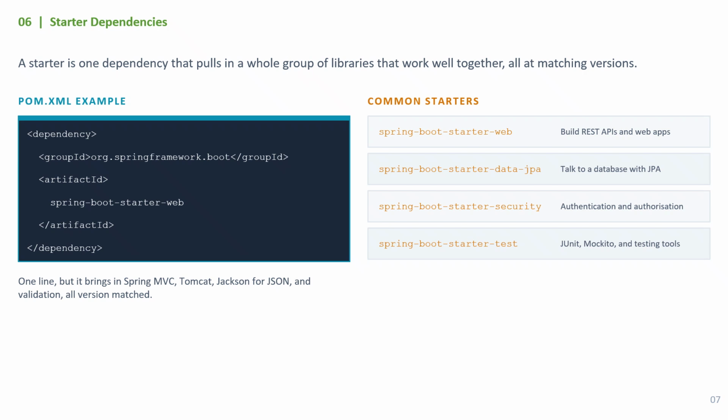On the right, you can see some of the most common starters you will use. Spring Boot Starter Web is for building REST APIs and web applications. Spring Boot Starter Data JPA lets you talk to a database using JPA. Spring Boot Starter Security handles authentication and authorization, and Spring Boot Starter Test brings in JUnit, Mockito, and other testing tools. Instead of hunting down 10 different libraries and hoping the versions are compatible, you add one starter and Spring Boot handles the rest.